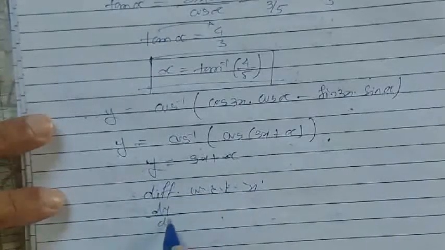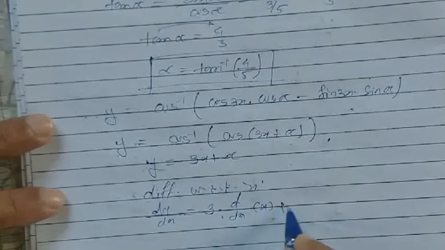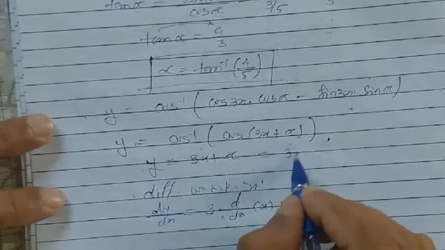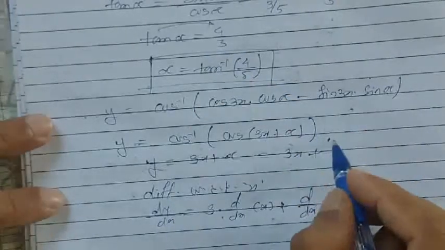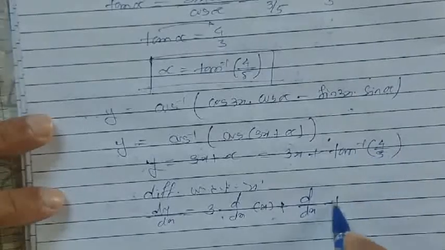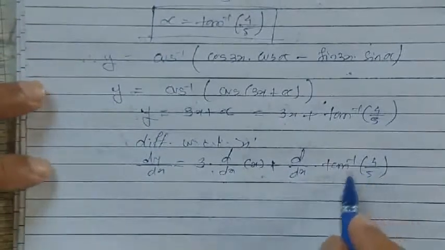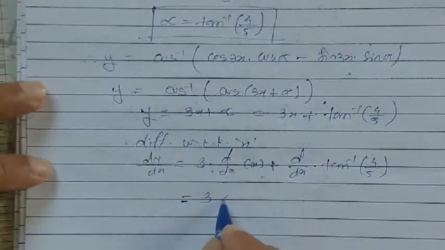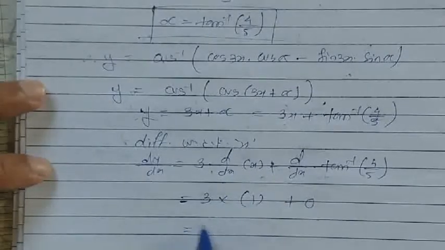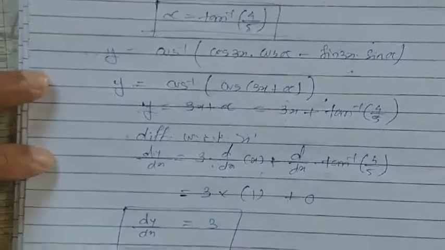We get dy by dx equals 3, a constant, take outside the derivative of x plus d by dx of alpha. What is the value of alpha here? You may replace it. Tan inverse of 4 by 3. So d by dx of tan inverse of 4 by 3. So here tan inverse of 4 by 3 is a constant whose derivative is 0. What about d by dx of x, which is nothing but 1. So 3 ones are 3. So final solution dy by dx is equal to 3.